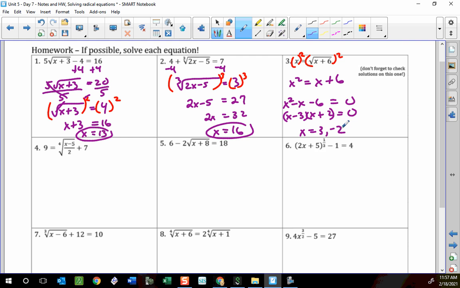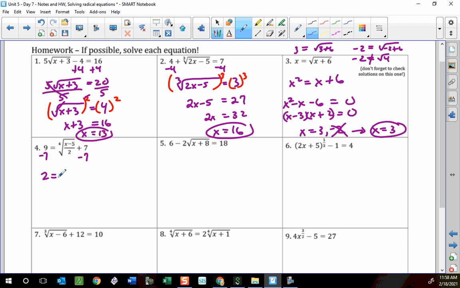I have to go back and check them. So when I check them, I kind of don't want this stuff here to bother me. So I'm going to plug in 3. So does 3 equal the square root of 3 plus 6? Well, yeah, 3 does equal the square root of 9, so that one's okay. But negative 2, if I put negative 2 here, does that equal the square root of negative 2 plus 6? So that would be the square root of 4, and the square root of 4 is not negative 2. That's a no. So I would have to further say that x equals 3 is my only answer. I will not accept this. That's an extraneous solution.